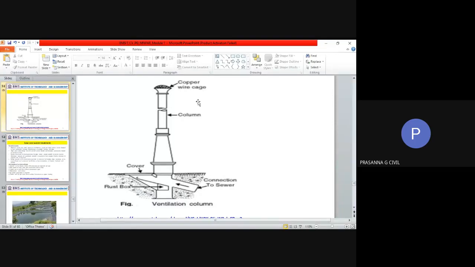So a quick rewind of what we saw today. We talked about laying of the sewer line. We talked about testing of the sewer line, and we talked about ventilation in the sewer line.